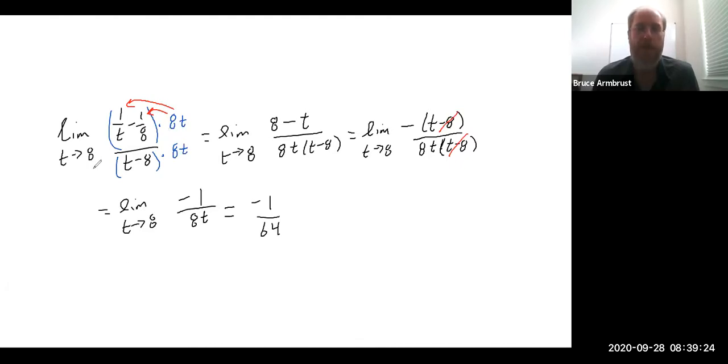So if you were to plug in numbers near 8, like 7.9, 7.99, 7.999, things like that, you're going to get decimals that are very close to -1/64. They won't be exactly, but they'll be close. They'll be an approximation.